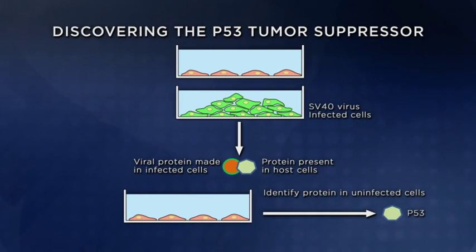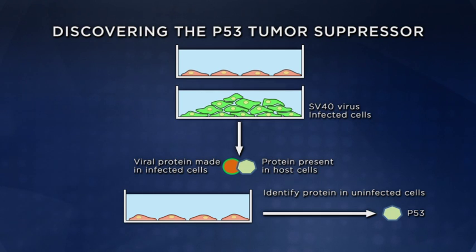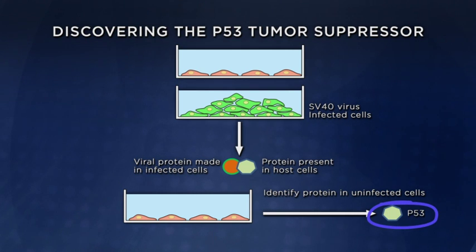Two people that did this were Arnold Levine at the Rockefeller University in New York and David Lane in Britain at the Imperial Cancer Research Fund. They went fishing. They transformed some cells into tumor cells, so they had the viral protein present, and they went fishing for a protein in host cells that the viral protein must knock out, a tumor suppressor. The protein they isolated was called P53, and then they isolated the gene P53.